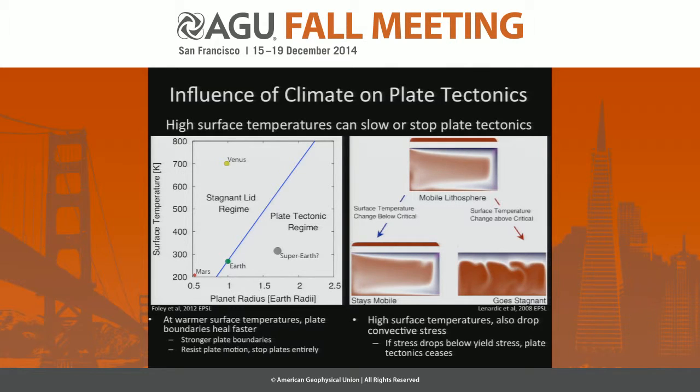So these ideas, I don't have time to go into this in detail, but from some of my previous work a couple years ago, we found that at warmer surface temperatures, plate boundaries essentially heal faster due to grain growth. This effect causes the plate boundaries to be effectively stronger and resist plate motions, which can slow them down or potentially even stop plate motions altogether if you go to very high surface temperatures like Venus. There's another idea, similar but with slightly different physics, coming from some work Adrian Lenardic did, where he found that high surface temperatures tend to drop convective stresses. If the stresses drop all the way below the yield stress, plate tectonics can cease.